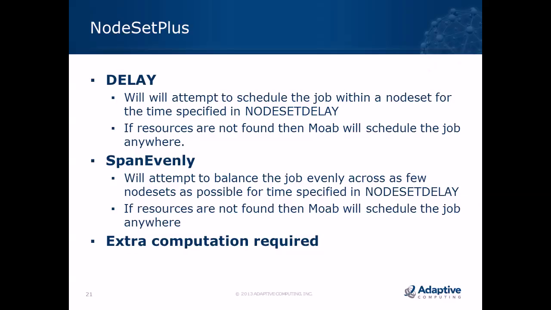Is it worth it to the job to wait 2 hours for a node set? If this is a 2-week-long job, and running within a node set reduces the wall time of that job by a few days, then yes, it makes sense to wait 2 hours in order to get Moab to run that job within a node set. So that is what delay does. With delay, you tell Moab how long it is acceptable to wait for a node set. If Moab can't find a node set within that delay, then it gives up and it just puts the job anywhere.